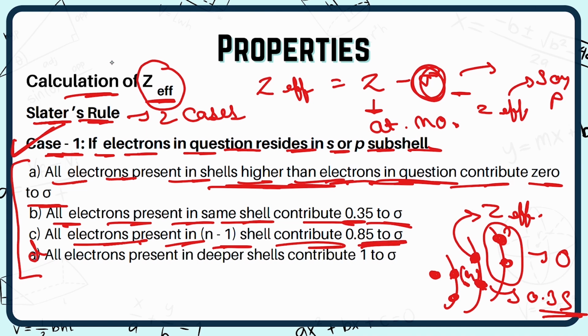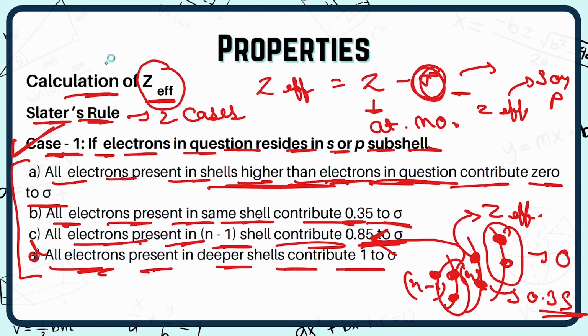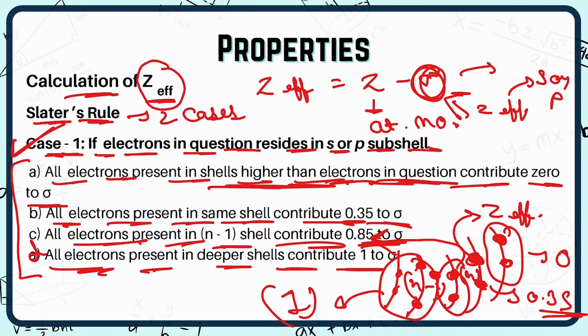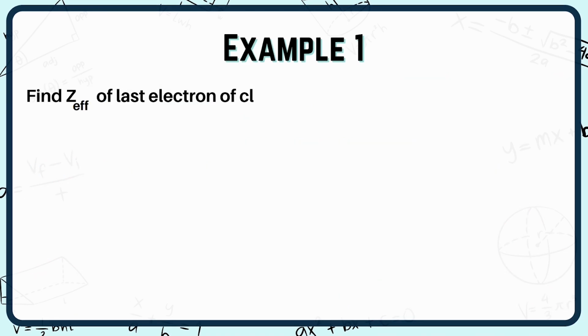So this is our n shell. So this is our n-1 shell. And contribution by these 2 electrons will be what? It will be 0.85. Got it? All electrons present in deeper shells contribute 1 to sigma. That is, if there are 2 shells more here with 2 more electrons, their contribution will be whole 1 to this particular electron's sigma value. Got it? It might sound like too much info, but we'll solve some examples to help you go through them.